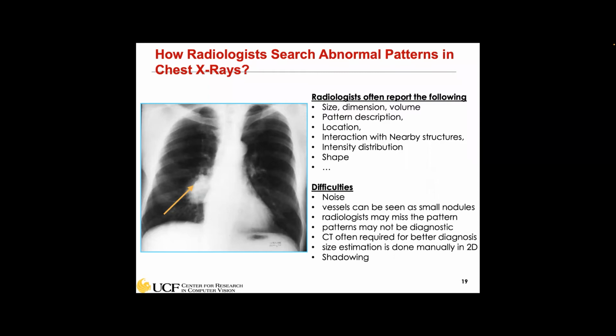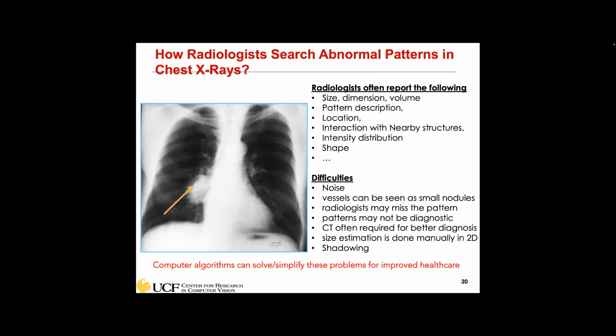Okay, and oftentimes the size estimation is done manually in 2D, right? So you have to manually crop out this region, and if this is lung, you have to calculate the total volume of the lung, and also calculate the potential tumor or problematic regions. What's the volume or the size of that? So that also causes some difficulties, right? But for this course, we can develop computer algorithms or AI algorithms that are able to solve or simplify these problems for improved healthcare, right?